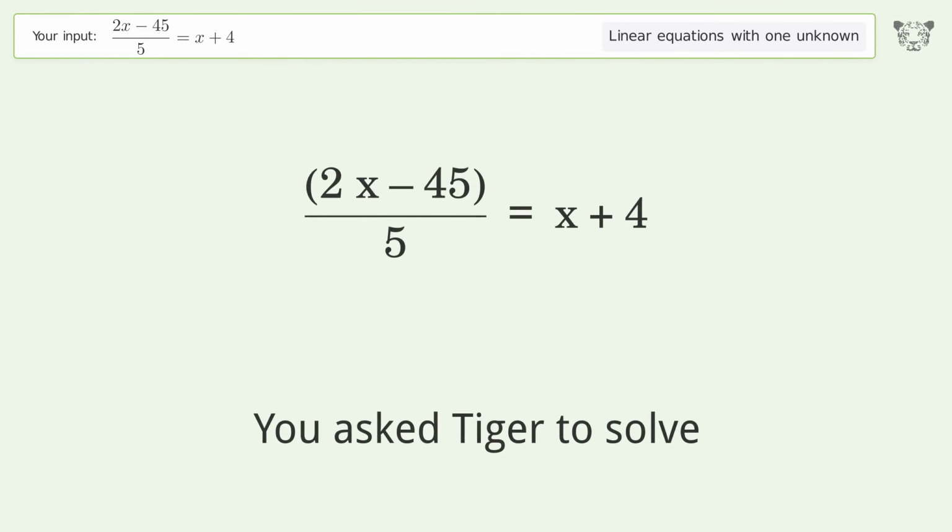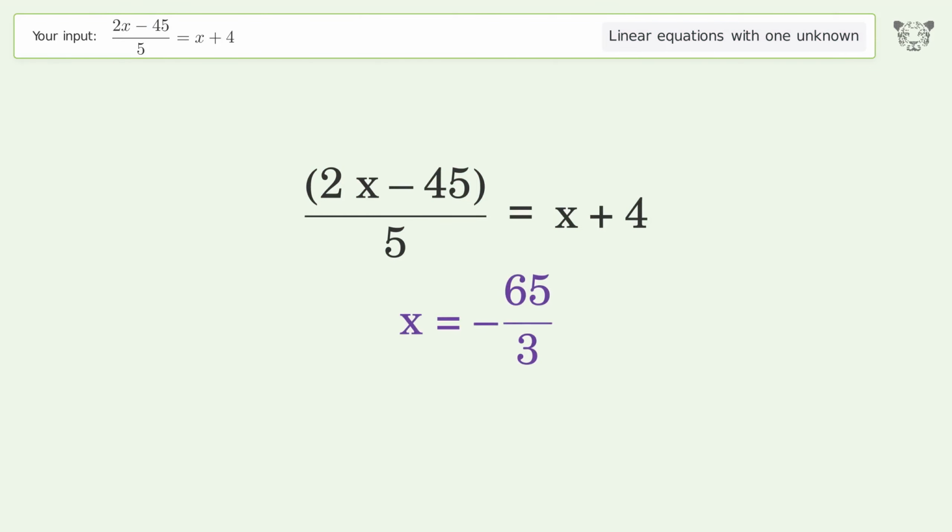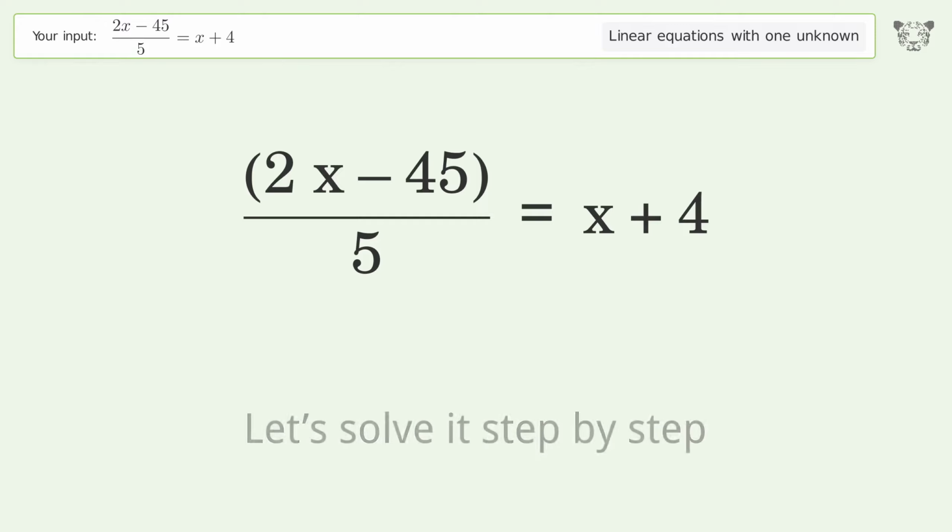You ask Tiger to solve. This deals with linear equations with one unknown. The final result is x equals -65/3. Let's solve it step by step.